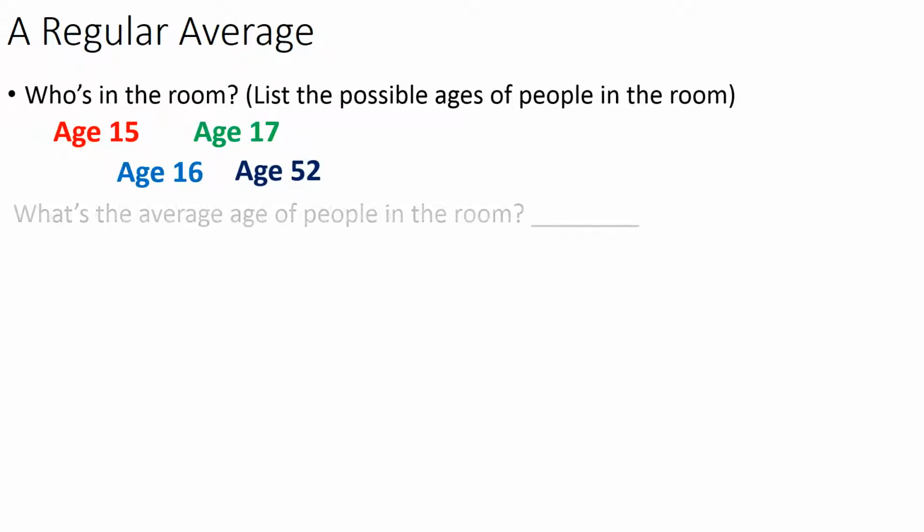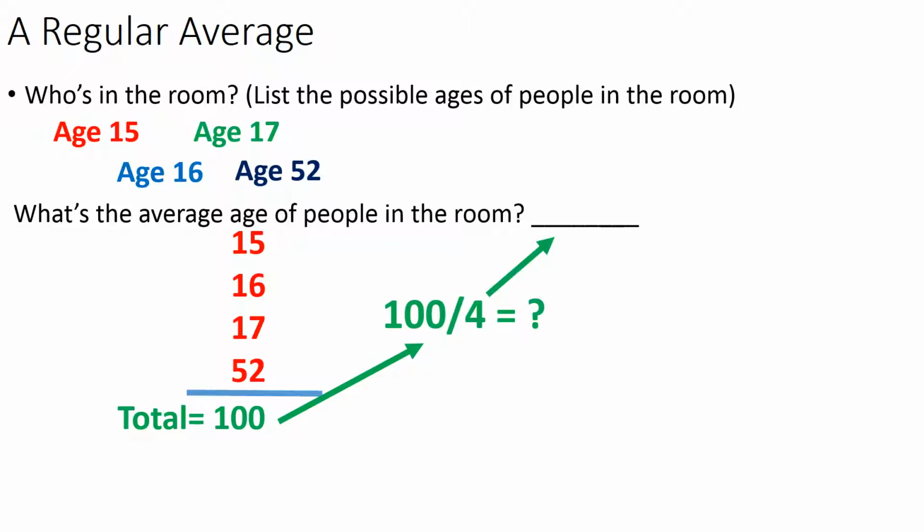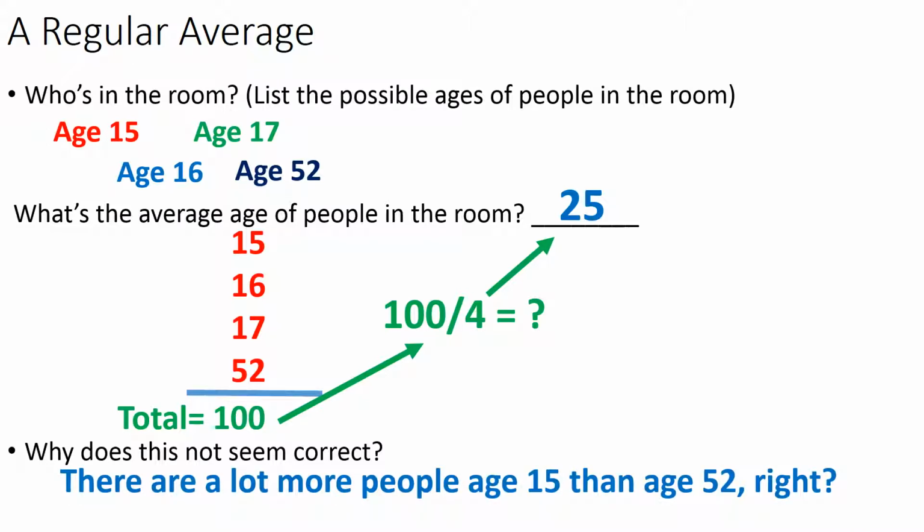If I was going to do a straight, simple average age of people in the room, I would list all of the possible ages. There are four of them here in the list. Add them up and then divide by four. And I would get an average age of 25. So this doesn't really seem correct. And for good reason. There are a lot more people who are age 15 than there are age 52, right? So that should show an average much closer to 15.